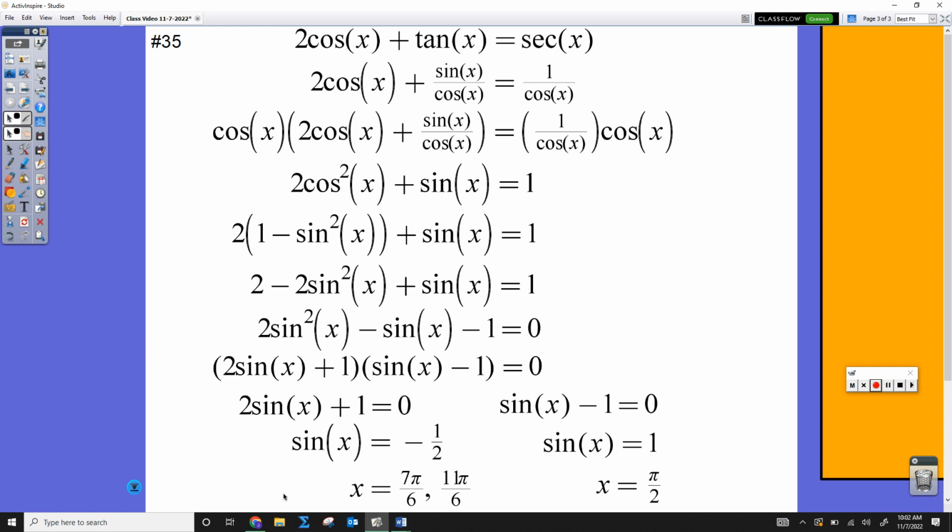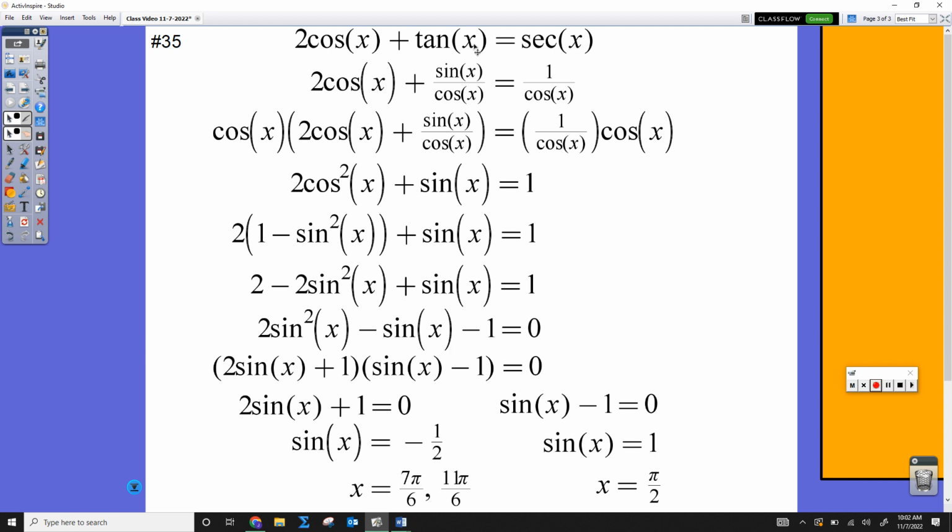Now if you notice on the key, the 7 pi over 6 and 11 pi over 6 were in good shape. They were both there, but the pi over 2 was not. And that's what I wanted to discuss with you. This is actually an extraneous solution, because if you go back to the very beginning of the equation, you can see we have a tangent and we have a secant. Pi over 2, if you plug it in, is undefined at both of those positions. So pi over 2 would not produce an answer.